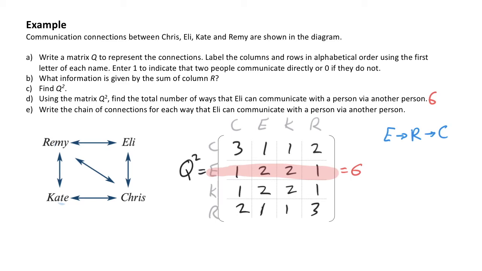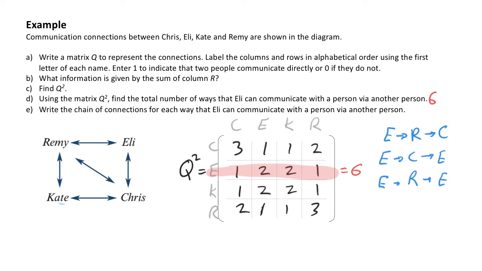So moving on and having a look at Eli himself. Now, I know it's a little bit odd for Eli to want to contact himself by another person, but it is an option and the question doesn't specifically exclude it, so we will list it down. For Eli to contact himself, he can go through Chris. So Eli to Chris and then back to Eli, or he can go through Remy. So Eli to Remy and then back to Eli, but Eli cannot contact himself through Kate.